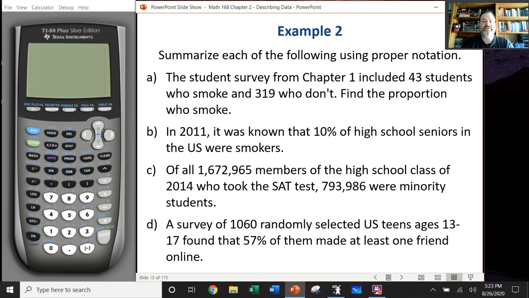So let's do this example. We might need the calculator, so I have it handy. Summarize each of the following using proper notation. We saw a student survey in Chapter 1, and it turns out that if you saw the whole thing, it includes 43 students who smoke and 319 who don't. Find the proportion of students who smoke. So we're going to do a number divided by another number, right?